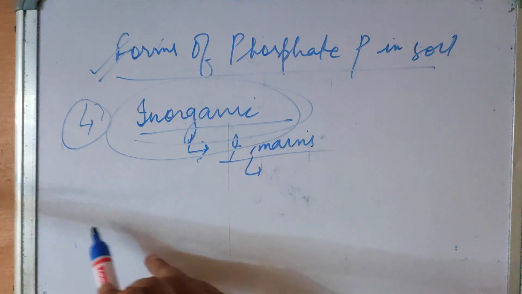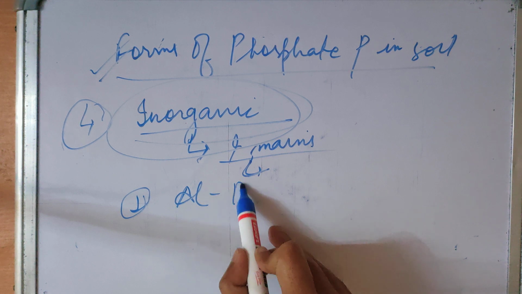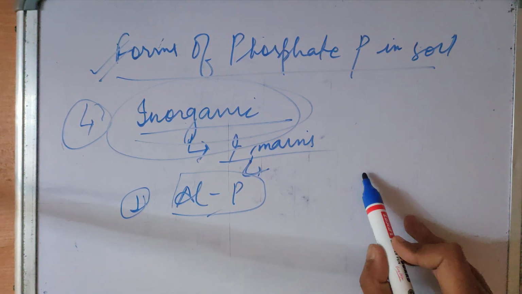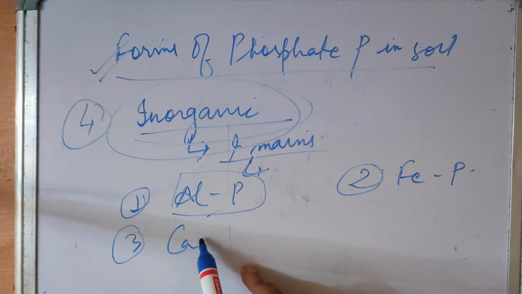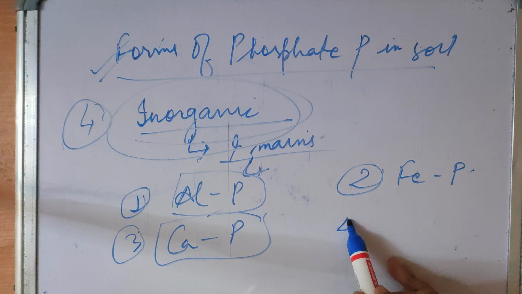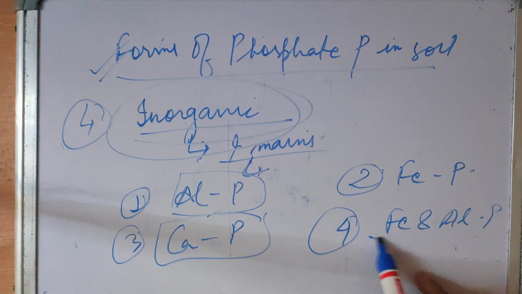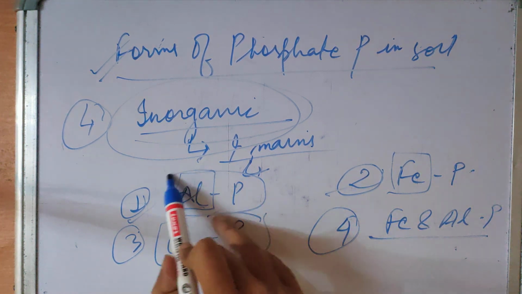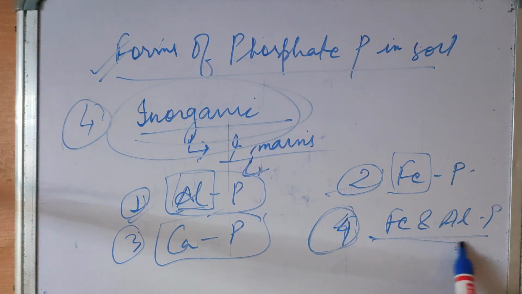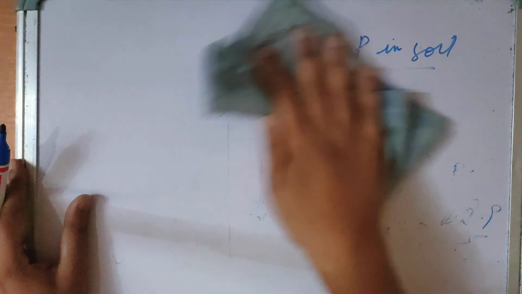So in the inorganic group we have four main types. The first one is with aluminium, that is aluminium phosphate you can also say. The second one is with iron. The third one is with calcium, and the fourth one is with Fe and Al both. So what will happen in the fourth one? As you see in the first and second, Al and Fe act in different circumstances, but in the fourth one you will see that these two will be in the same chain with the phosphorus. So this was the inorganic presence of phosphorus.